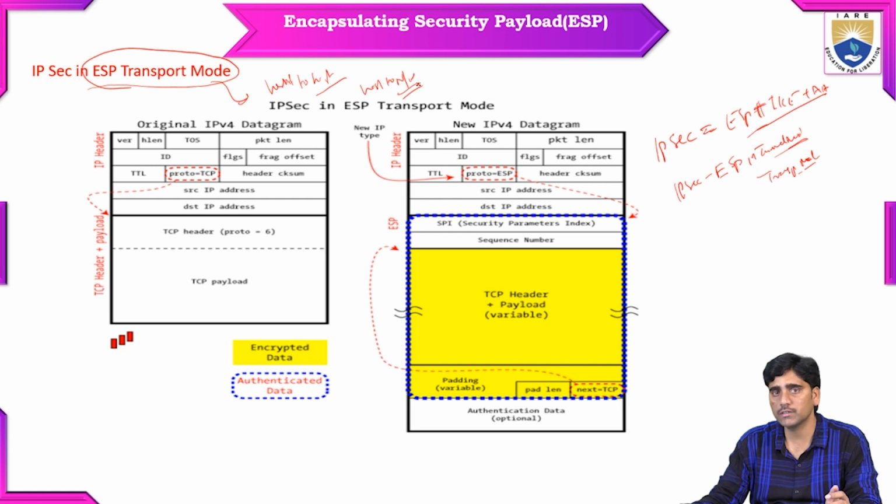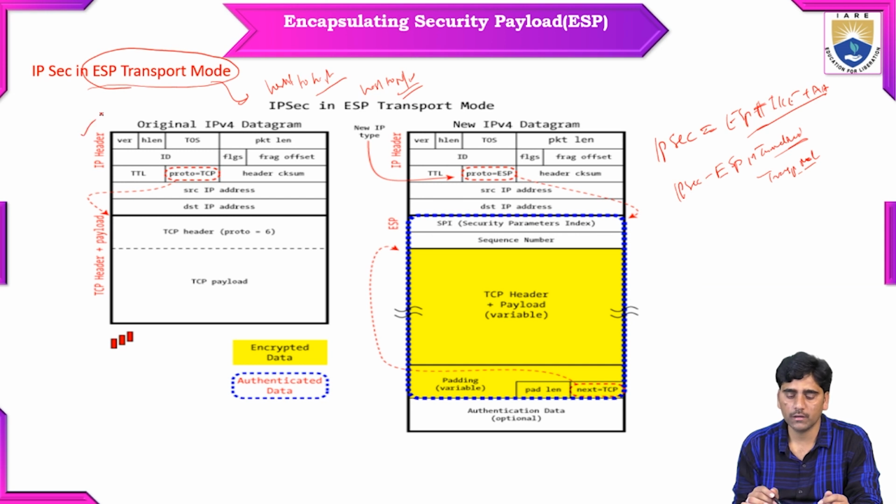So the services are delivered from host to host or host to network. Here, the transport mode contains an IP header and a TCP header plus payload. Which contains the IP header format.